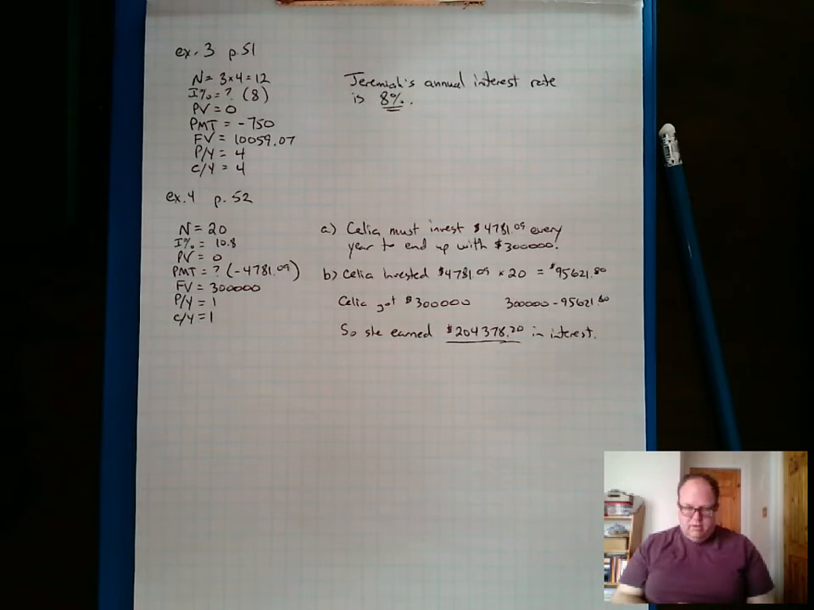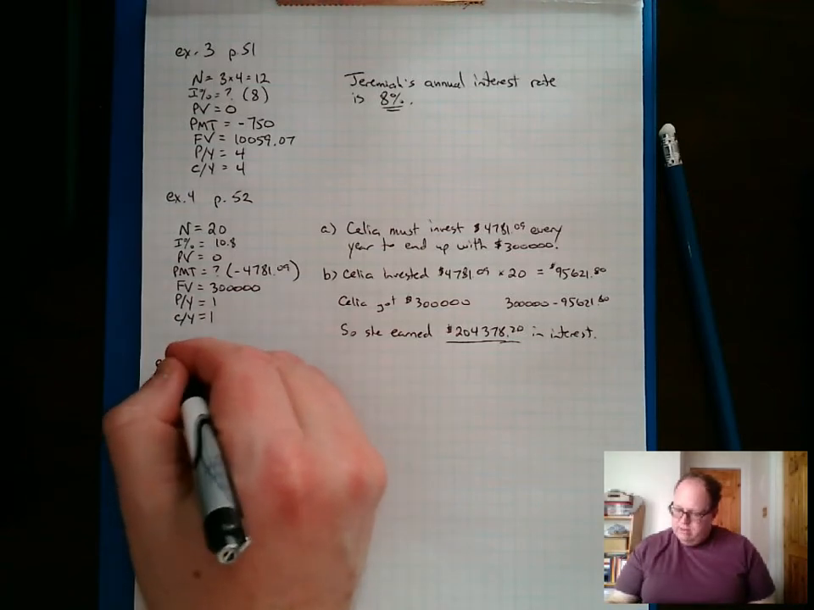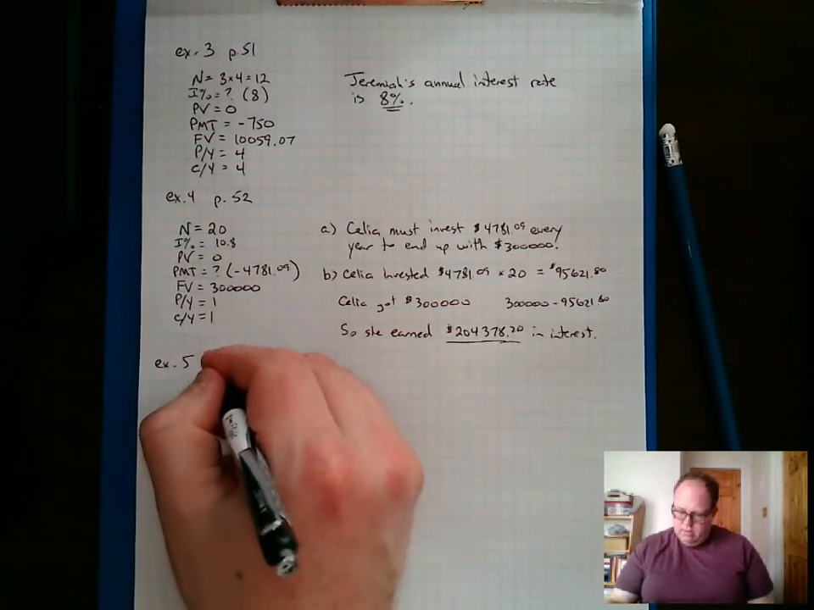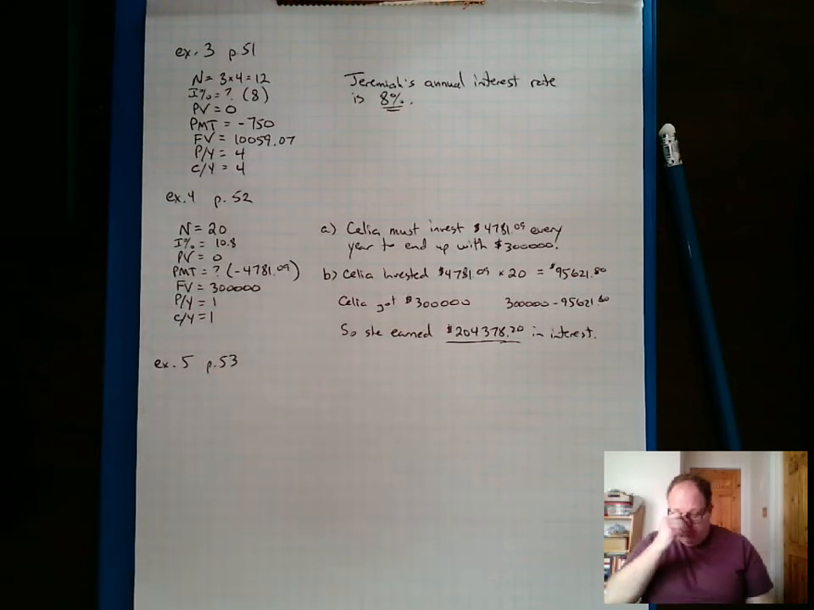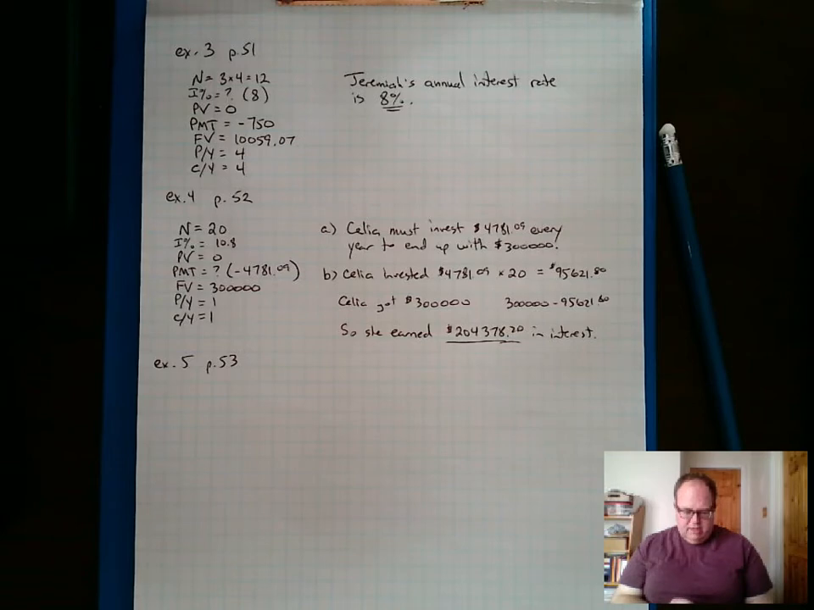Alright, I'm going to go through one more example, and then I will stop at that. This is example 5, page 53. On Luis's 20th birthday, he started making regular $1,000 payments into an investment account at the end of every 6 months. He wants to save for a down payment on a home. His investment earns 3.5% compounded semi-annually. At what age will he have more than $18,000?